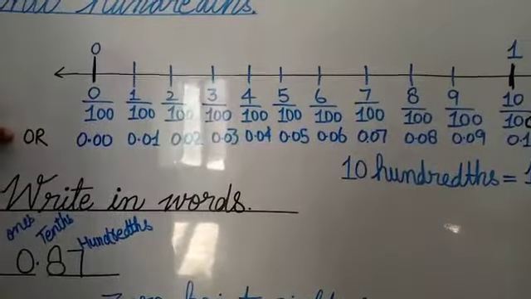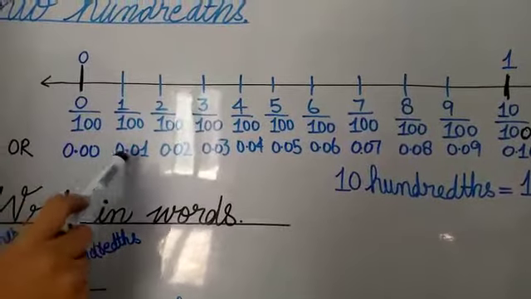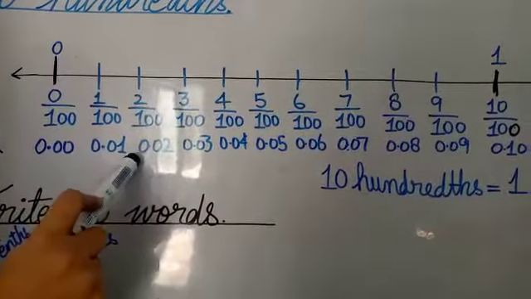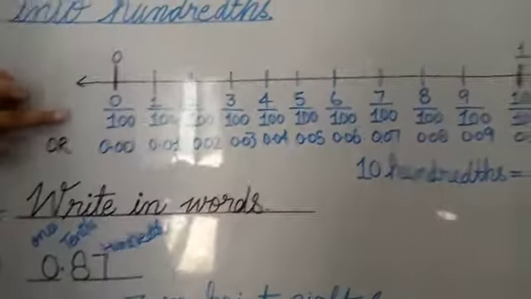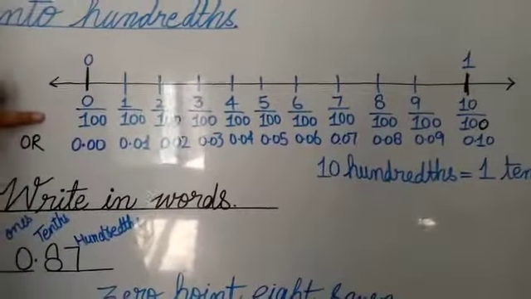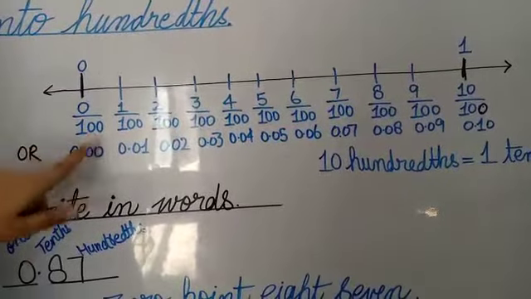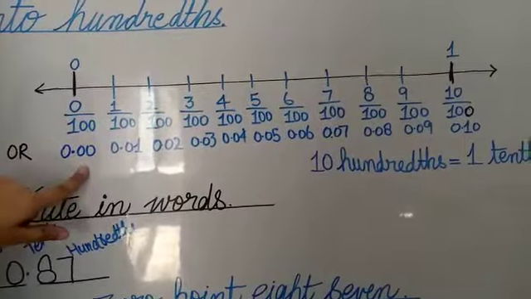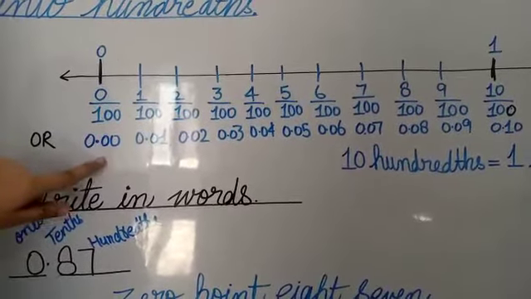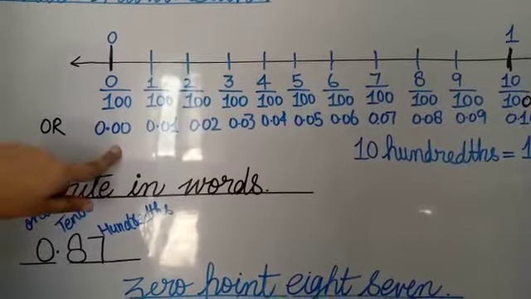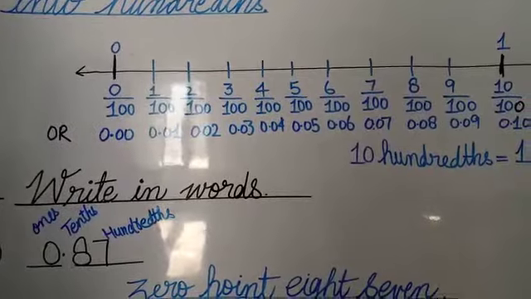You can also write it in the form of decimals like 0.00, 0.01, 0.02. So in the fraction, 2 by 100 is the same as 0.02. This is the hundredths form, and you see the decimal number 0.00. The number of digits after the decimal point is 2, so this means it is the hundredths form.